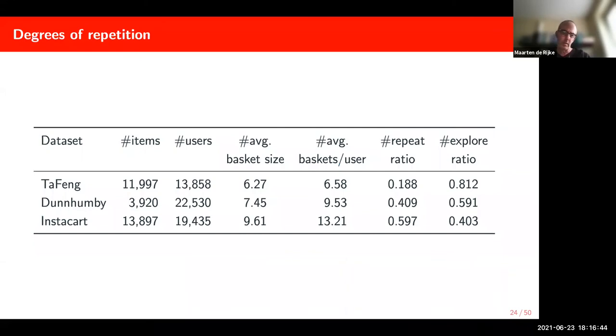It varies. Tafong is around 20% repeat, but in Instacart it goes up to 60%. 60% of the items that you find in a basket are items that that same user has purchased or consumed before.